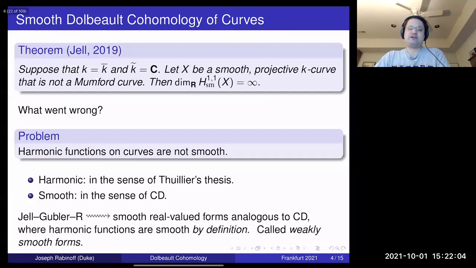Then, as a sanity check, the first thing, right. We call these weakly smooth forms, and so the notation is just A upper PQ. I reserve the subscript SM for the smooth forms in the sense of Chambert-Loir and Ducros.